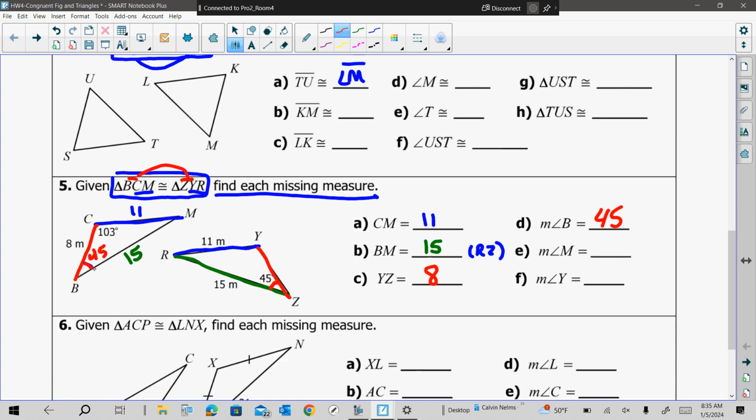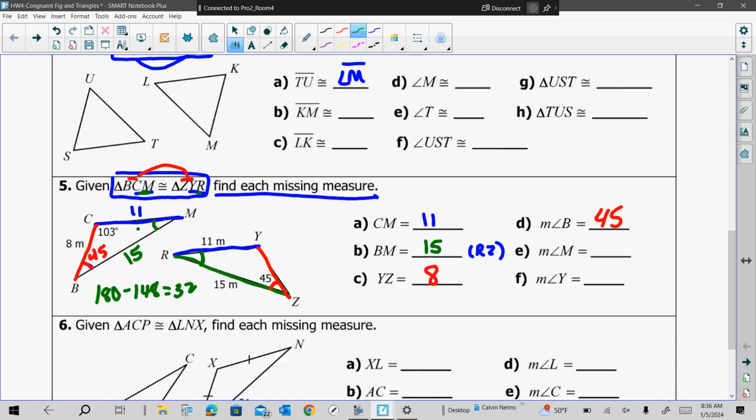Angle M, if I look at angle M here, M is the last letter and matches with R. This is missing for both. But we have both angles in this triangle CBM. So if I have 2 angles, I can find the missing third. All I have to do is add these 2 angles together and say 180 minus the 148, which equals 32.